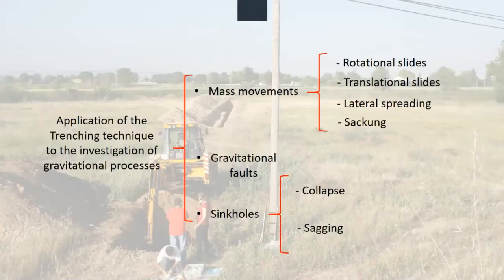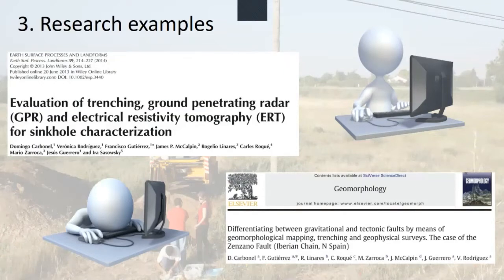The research works in which the trenching technique has been applied to the study of gravitational deformation have been carried out in mass movements, rotational and translational slides, lateral spreading and sucosion, collapse and sagging sinkholes, and finally in gravitational folds. Next, I will present examples in which we have applied this technique for the study of gravitational folds and sinkholes. These examples belong to works that have been published in different international journals.